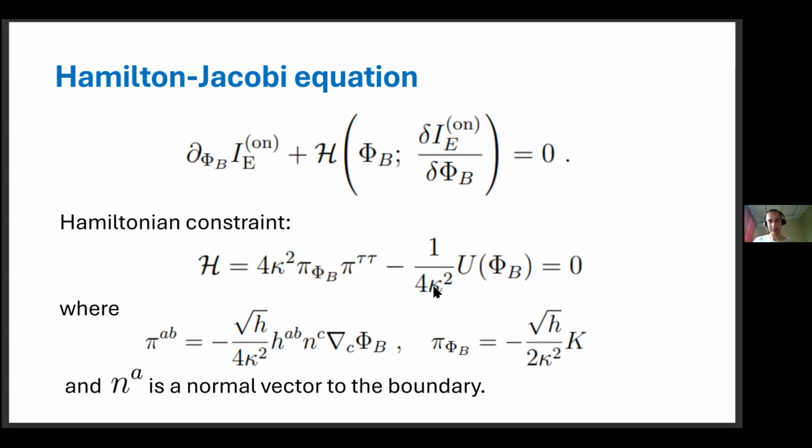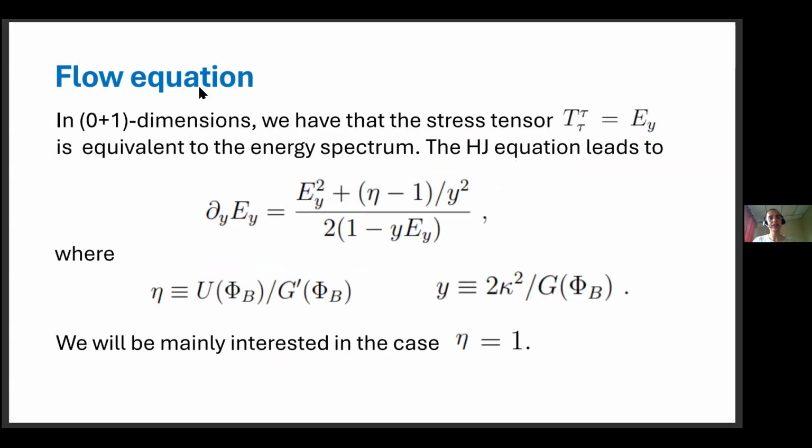This is the particular Hamiltonian constraint that one has for general dilaton-gravity theories, and it is given in terms of the canonical momenta. I will not go into details because of the time, but you recover the same type of flow equation, describing the energy levels. And this follows because in one dimension, the stress tensor is just given by the energy spectrum of the boundary theory. Something nice about this is that this eta parameter that appears in the so-called TTbar plus lambda 2 deformations also appears very naturally when you do this whole procedure.